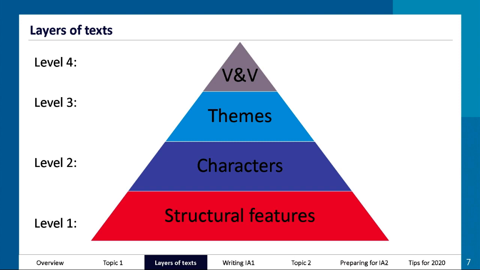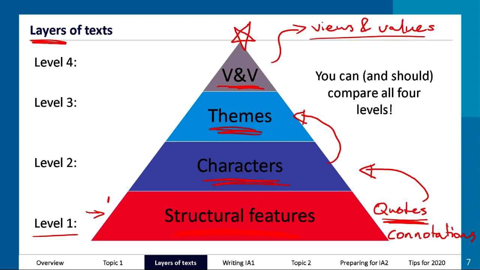V and V means views and values. This is the author's views or values, or the audience's views or values. So how do we respond to the text, and what do we think is important? More commonly, it's what is the author communicating to us as the audience.